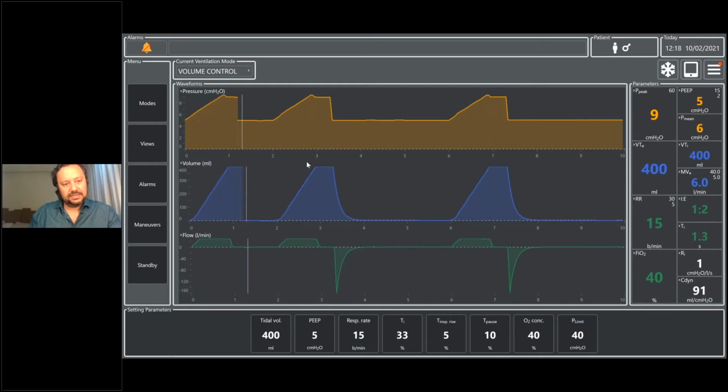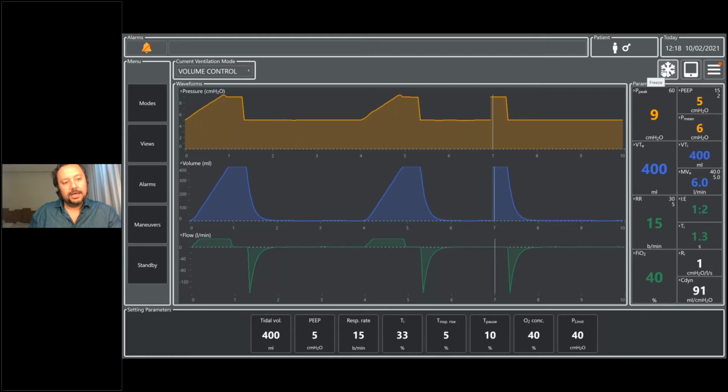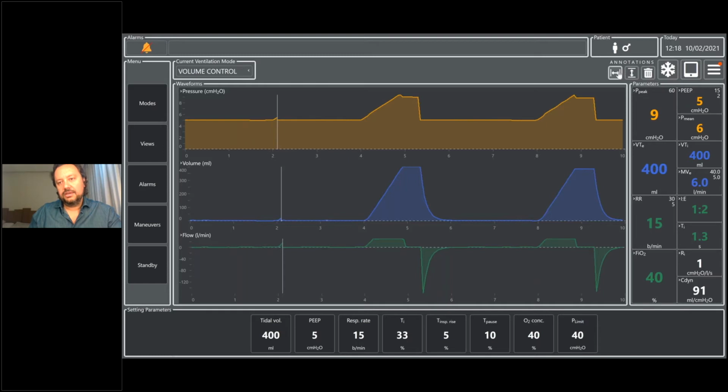So this is the screen where you can do measurements. If you would like to do measurements for volume, pressure, time, and flow, you can click on the freeze button here and then do some annotations. So horizontal to see the time, in seconds, milliseconds, and also you can check the volume here, and measure how much volume you are giving. Okay, so this is how it works for the annotations.